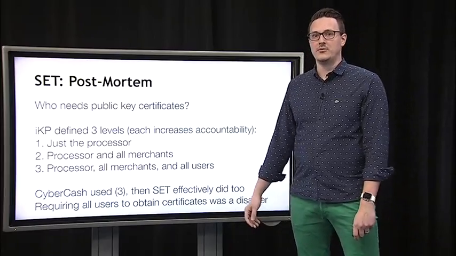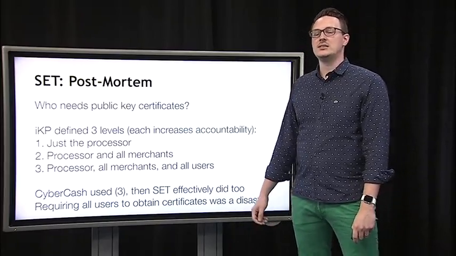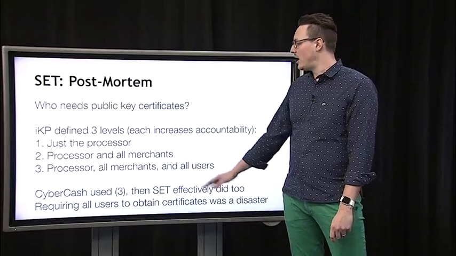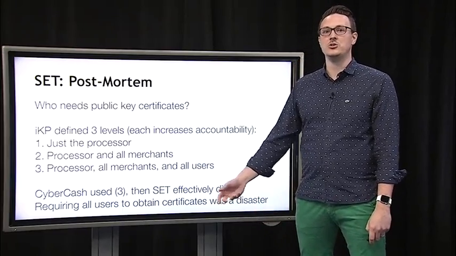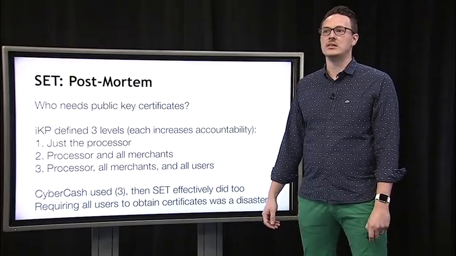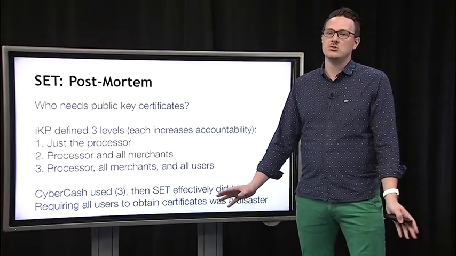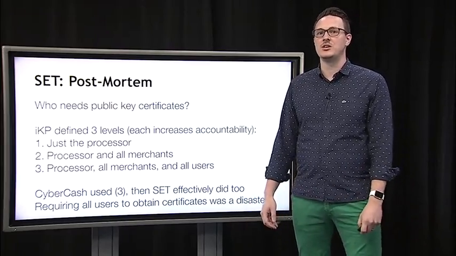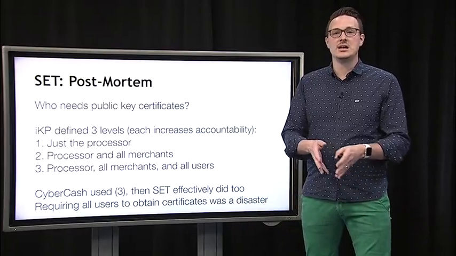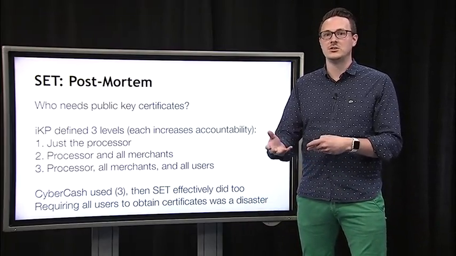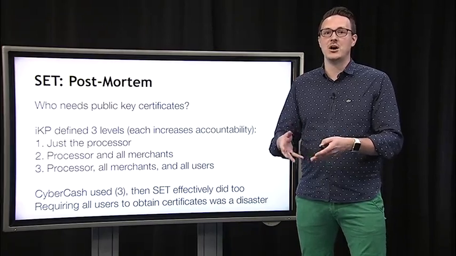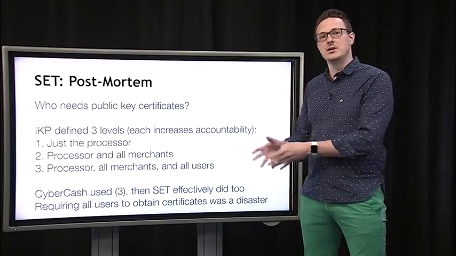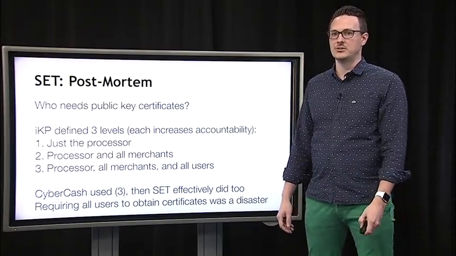CyberCash always required level 3, and when the standardization of SET came along, they decided that level 3 was the best level. This is a level where, as I mentioned, all users had to go and acquire certificates. Now, this was a disaster. Users don't want to go and acquire certificates. It's complicated. You have to deal with a certificate authority. In these days, it wasn't an automated process. You would have to send enough information about who you are so that you could be granted the certificates. And so that's a big reason why the SET architecture failed.